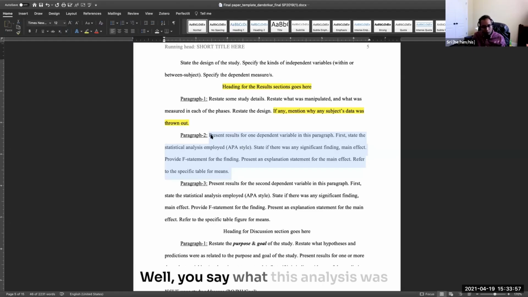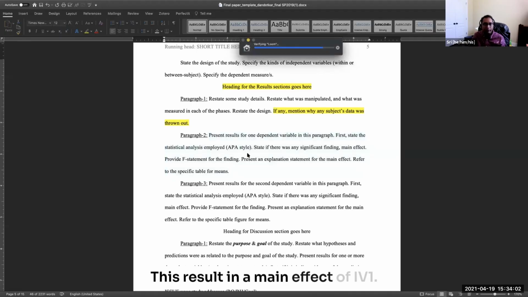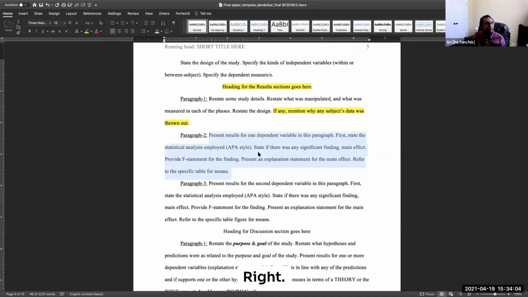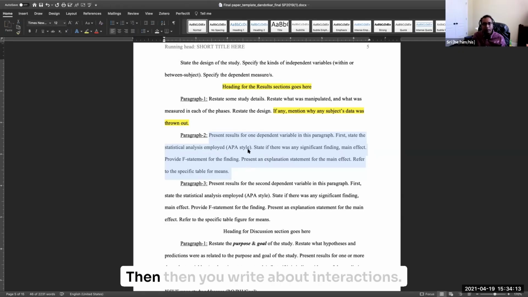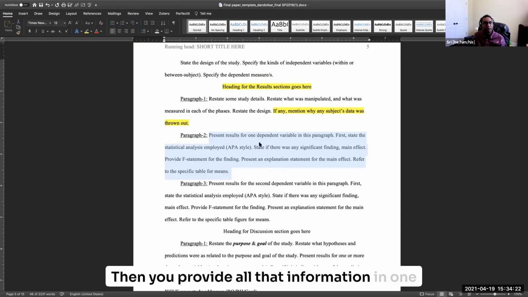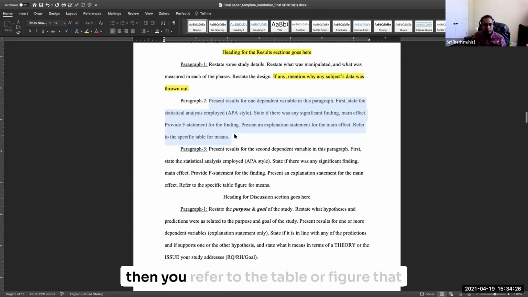Well, you say what analysis was conducted on what. This resulted in a main effect of IV1, right? Comma, F statement. Then you describe the main effect with means and standard deviations. Then you write about interactions. Are they significant? What did you do if they were significant? Then you provide all that information in one or two paragraphs. Then you refer to the table or figure that you've selected and you present it here. Are we clear on this?